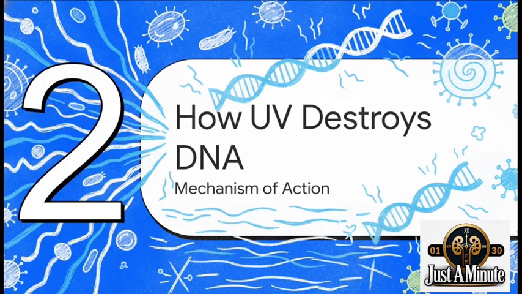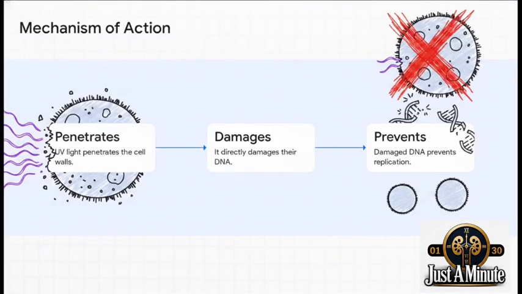Section 2, How UV Destroys DNA, the Mechanism of Action. Okay, let's dive into this and look at the exact microscopic attack this radiation launches on bacteria, viruses, and protozoa. It's basically a three-step assassination process. Step 1, the UV light penetrates the cell walls, completely bypassing their outer defenses. Step 2, it directly damages their DNA. And step 3, this damaged DNA absolutely prevents replication. The light destroys the cell's fundamental ability to reproduce. And if a bacteria cannot replicate, it cannot establish a colony, and it can't cause an infection.